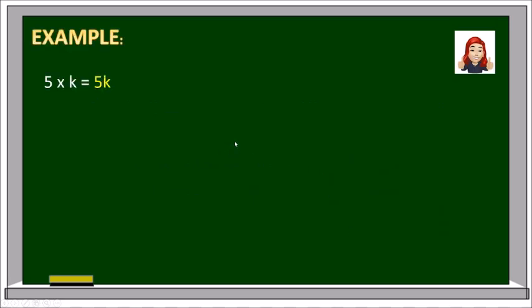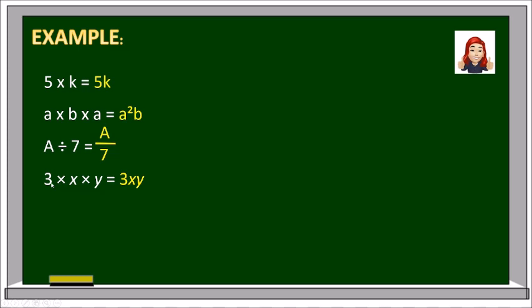Example, 5 times k is equal to 5k. 8 times b times a times a is equal to 8 a squared b. Next is a divided by 7, which is equal to a over 7. 3 times x times y is equal to 3xy. 6 times open parenthesis c plus 7 close parenthesis is equal to 6 open parenthesis c plus 7 close parenthesis.